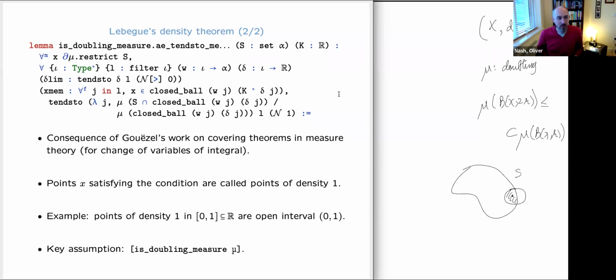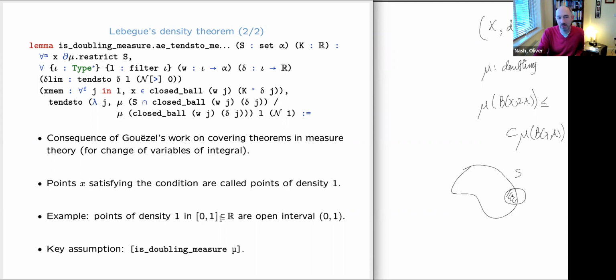Okay, so that was one result that we needed. I was really happy that it followed more or less directly from a bunch of work that Sébastien Gouëzel had done for his enormous project on change of variables for integration. I really only had to write a couple of hundred lines or so to package up his work, but it was enormously helpful that he'd done that. And I said some of this already. This condition about the limit of the ratio of the two balls, we call that a point having density 1.